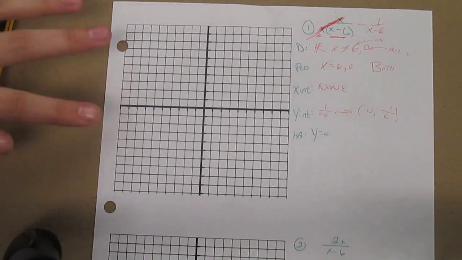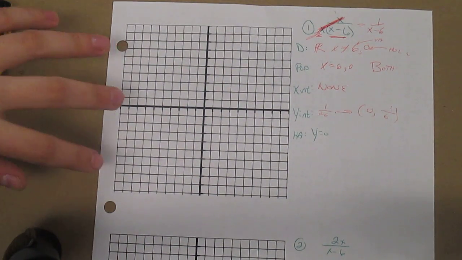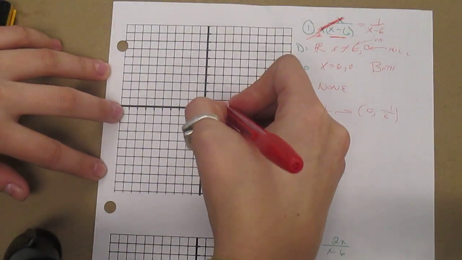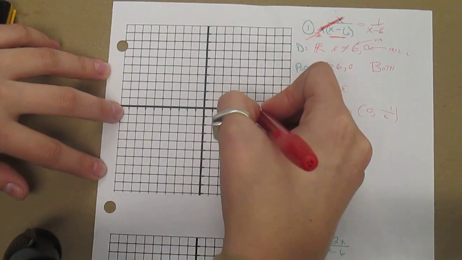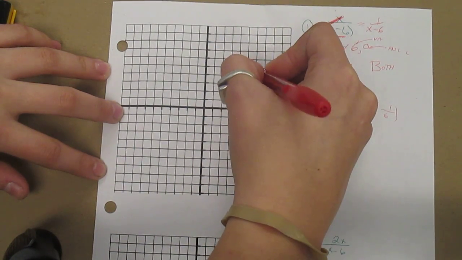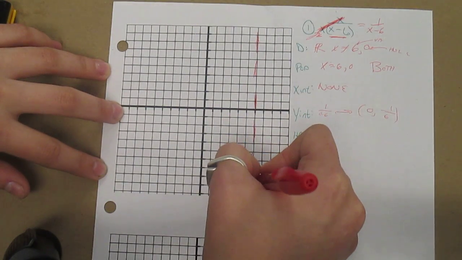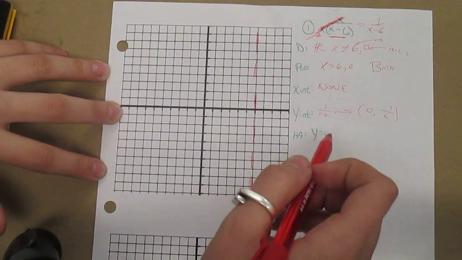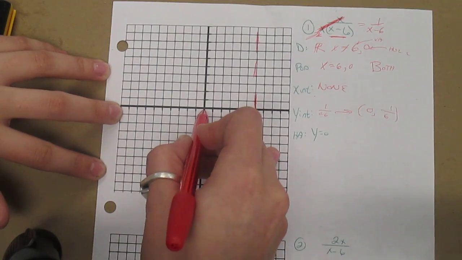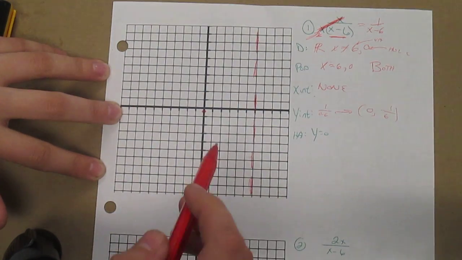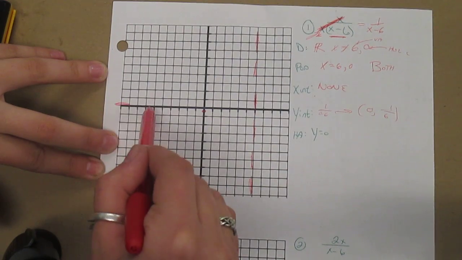All right, so now I'm ready to graph the vertical asymptote, which is at 6. 1, 2, 3, 4, 5, 6. So there's my vertical asymptote. I don't have an x-intercept. My y-intercept's at 0, negative 1/6, which is just really close to 0. And then my horizontal asymptote's at y equals 0.